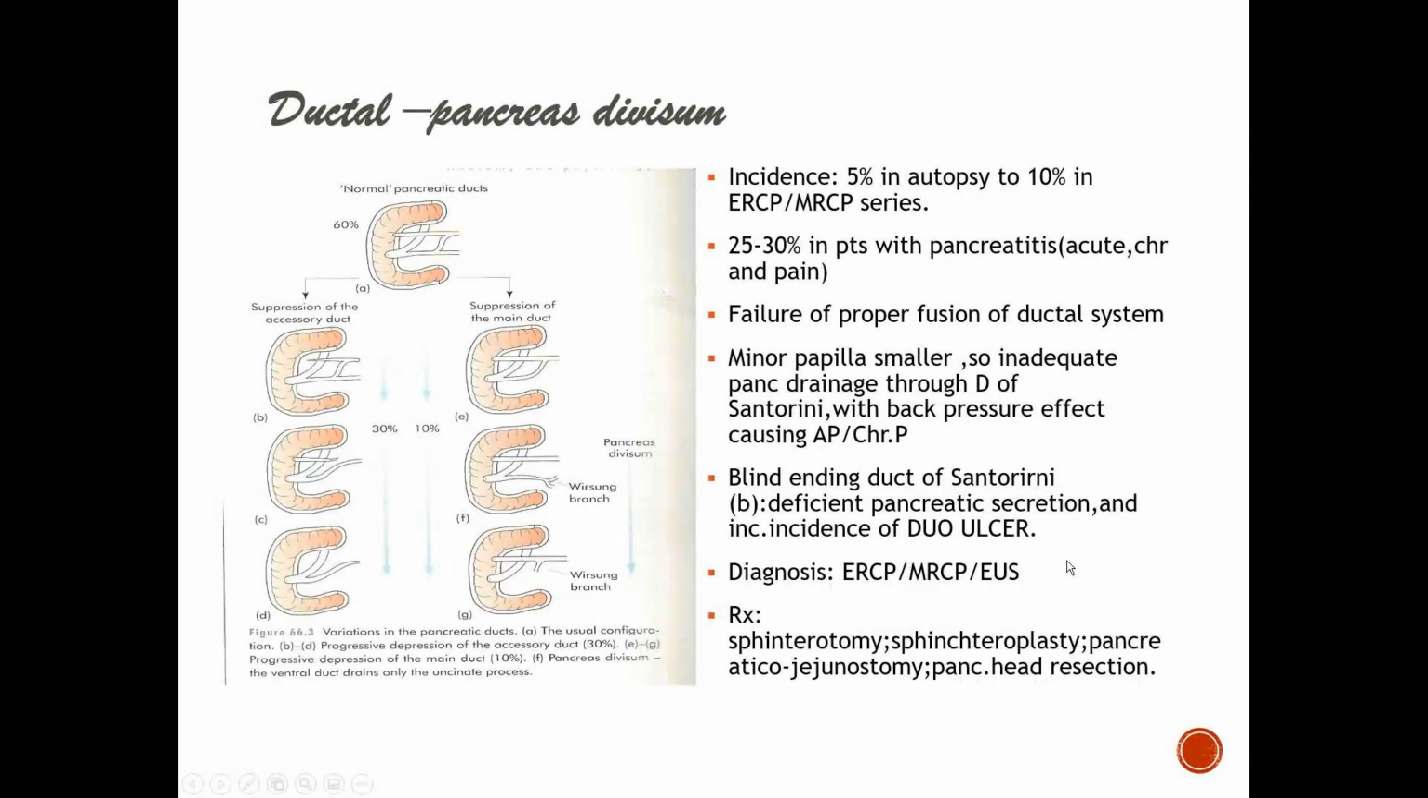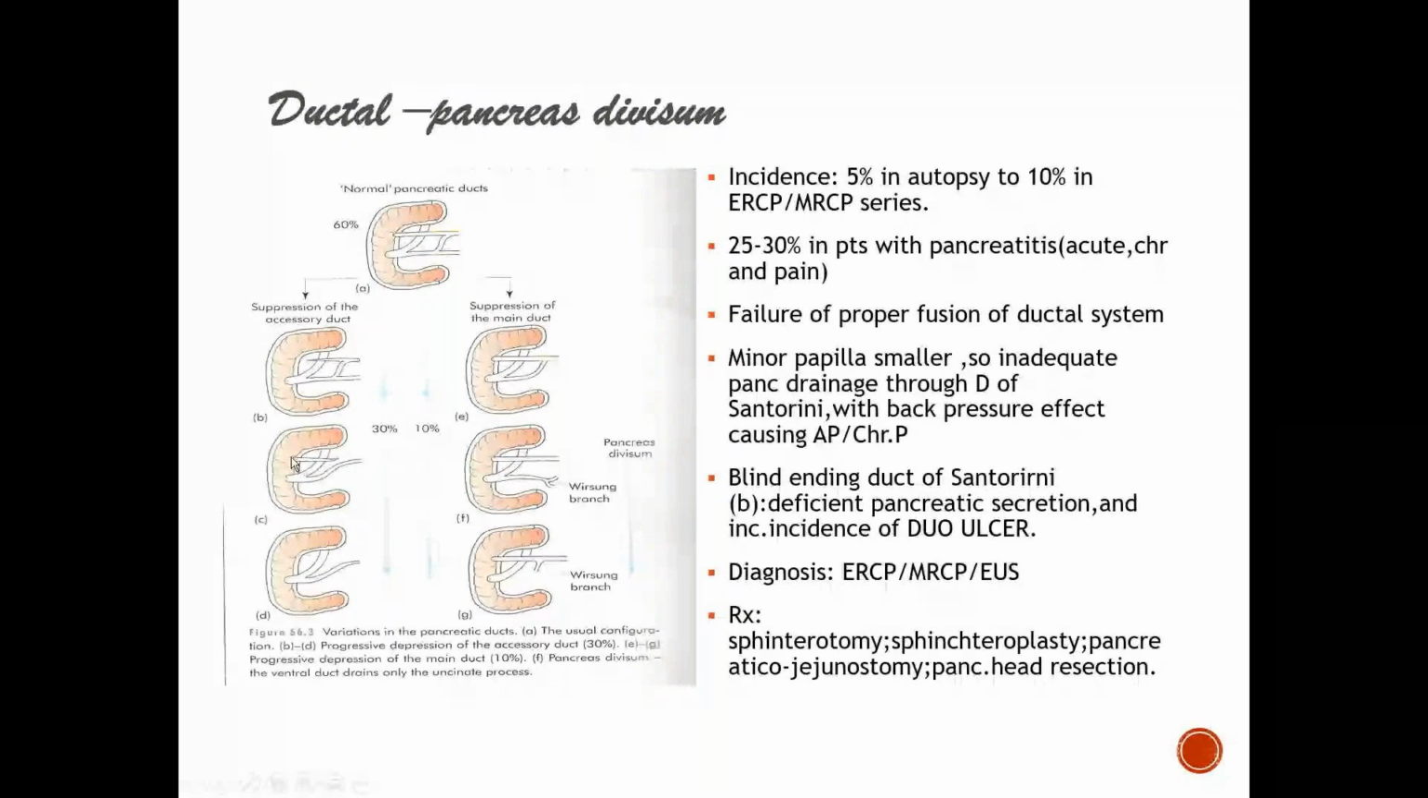I told you, failure of fusion. So if the minor papilla is small, or there is no connection out here, what is happening? There is an incomplete or inadequate drainage of the minor system, either leading to back pressure effect and acute pancreatitis, chronic pancreatitis, and if there is a blind ending duct. See this part C, blind ending duct. So there is nothing being secreted through this duct.